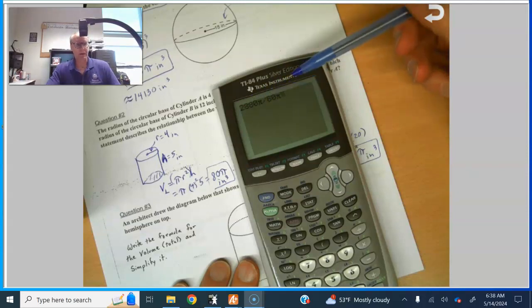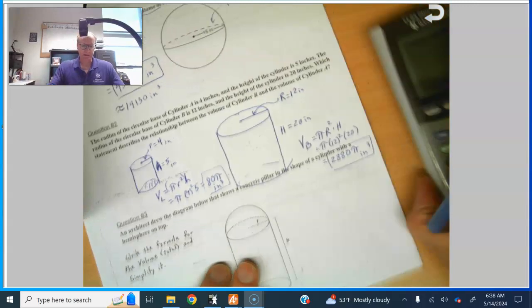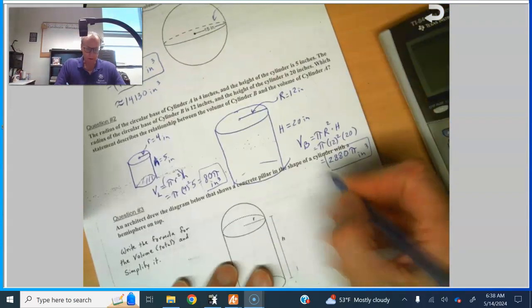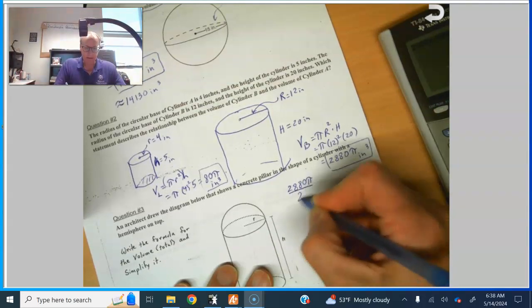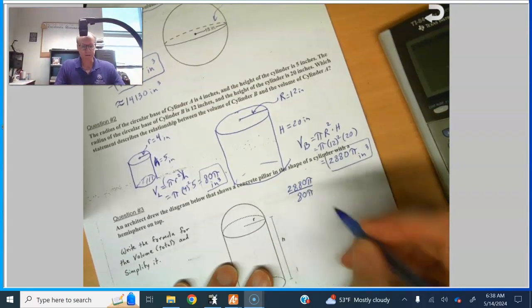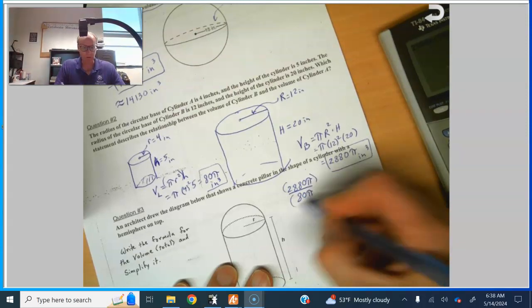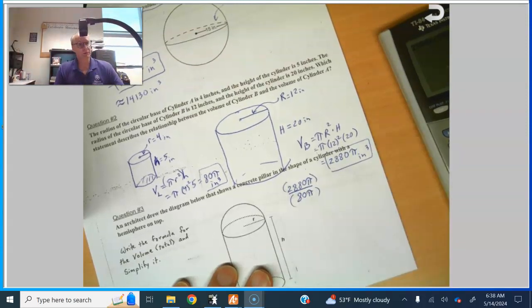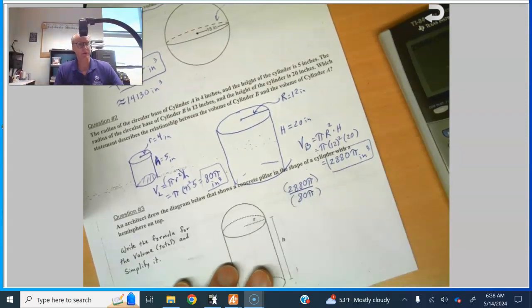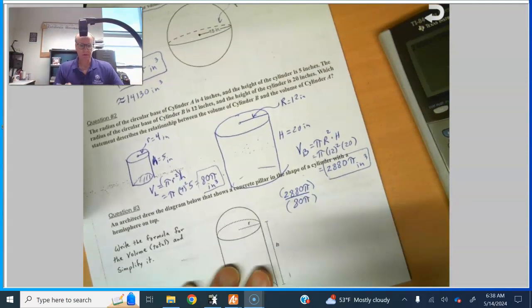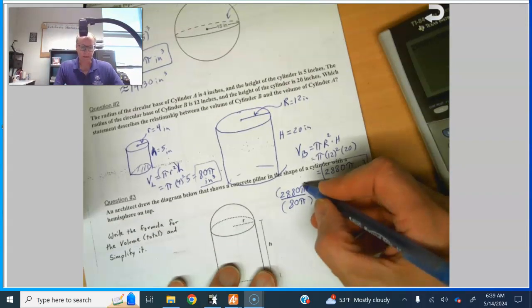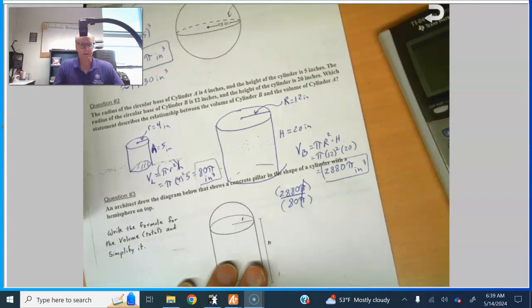Whenever you divide by something that's a fraction like this, 2880 pi divided by 80 pi, there are assumed parentheses around these things. And if you don't put the parentheses in your calculator, you will get the wrong answer. There's several things you could do about that. The most obvious one to me is to divide out the pi's. And then you have 2880 divided by 80.